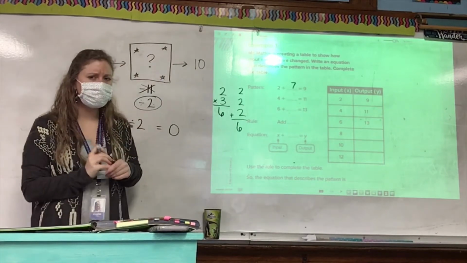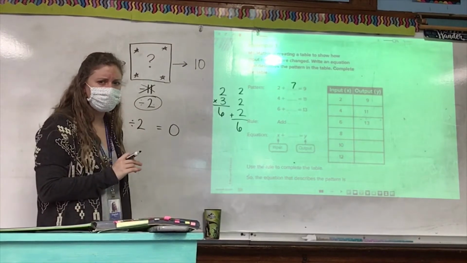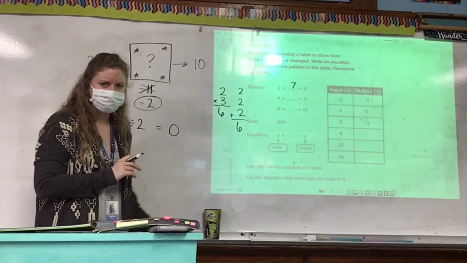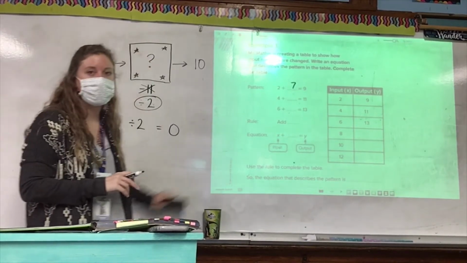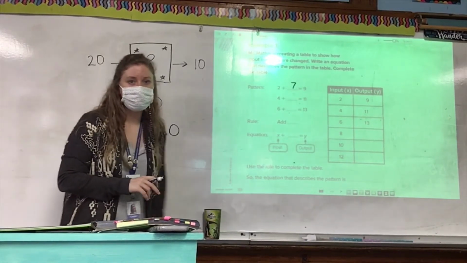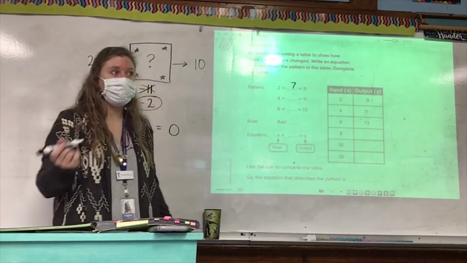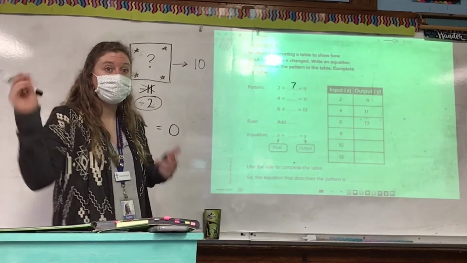So can we multiply 2 by 3 to get 9? No. So is there anything else we can do to 2 to get 9? Colin? No, there's nothing else. So we know it's probably add 7, but let's check.